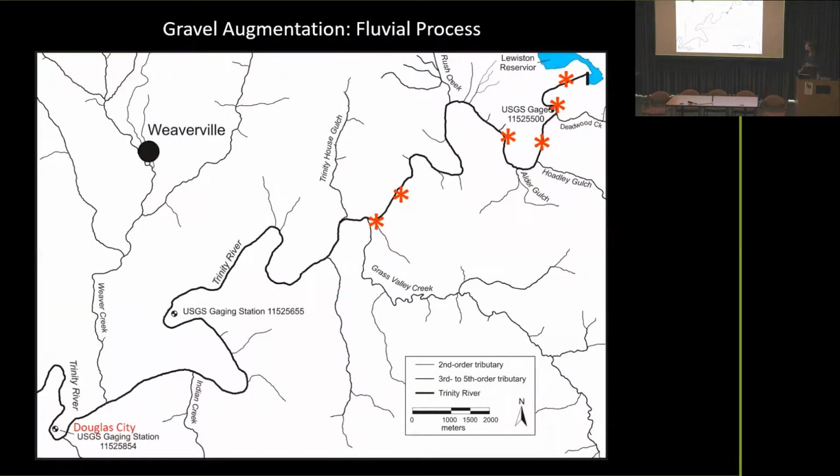On gravel augmentation, we have several sites. These red asterisks show where they are, where we can augment gravel, and we've been putting gravel in pretty consistently for the last decade or so. Actually, gravel augmentation started on the Trinity as far back as the 1970s, but it was hit and miss and done differently.